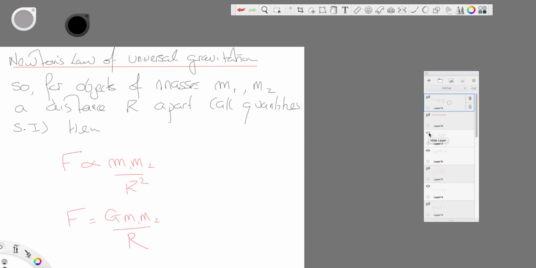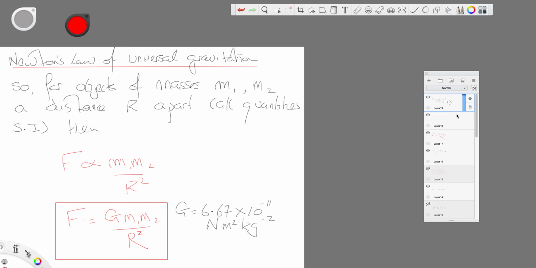That is to say, F is some constant, G, times the product of the masses m1 m2 over r squared. That should be a squared. My apologies for that. So that's an important relationship.